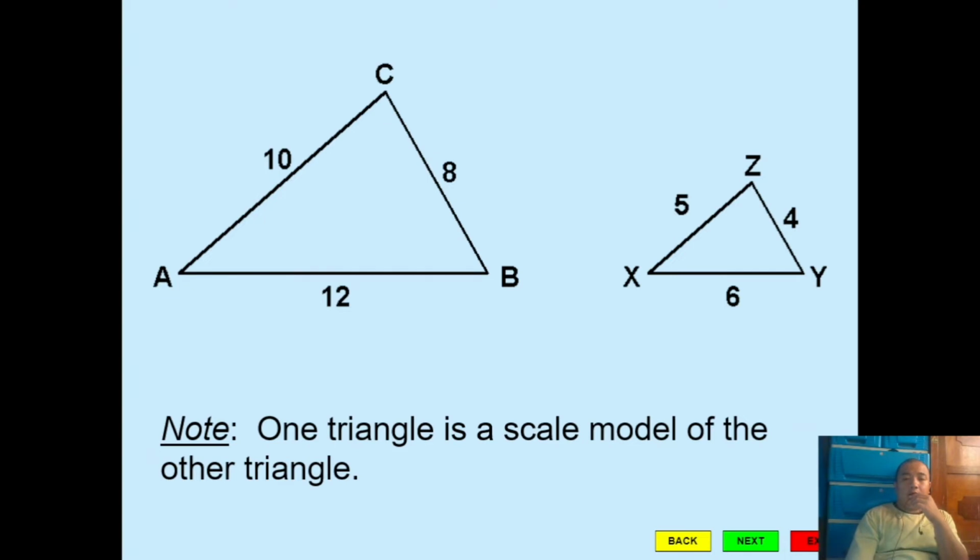Note, one triangle is a scale model of the other triangle. So we're going to get the ratio, or I mean the scale factor. We have 10 divided by 5 is 2, 8 divided by 4 is 2, 12 divided by 6 is 2. So the scale factor from the larger triangle to the smaller triangle is 2. But if you're trying to get the scale factor of the smaller triangle to the bigger triangle, we have 1/2. 4/8 is 1/2, 5/10 is 1/2, 6/12 is 1/2.